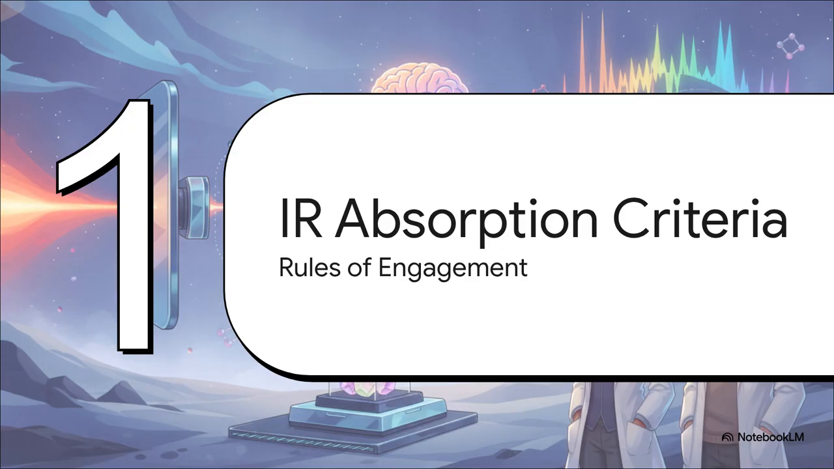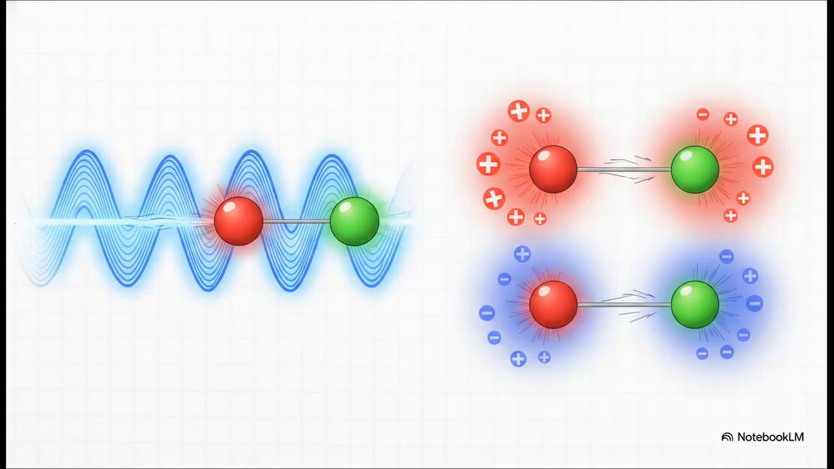Section 1. Criteria for IR absorption. The rules of engagement. Because a molecule doesn't just absorb any random beam of light that hits it. It actually has to follow two very strict rules. For a molecule to absorb infrared energy, rule number 1 states that the incoming light's frequency absolutely must perfectly match the natural vibrational frequency of a specific bond in that molecule. If it doesn't match perfectly, the light just passes right through.